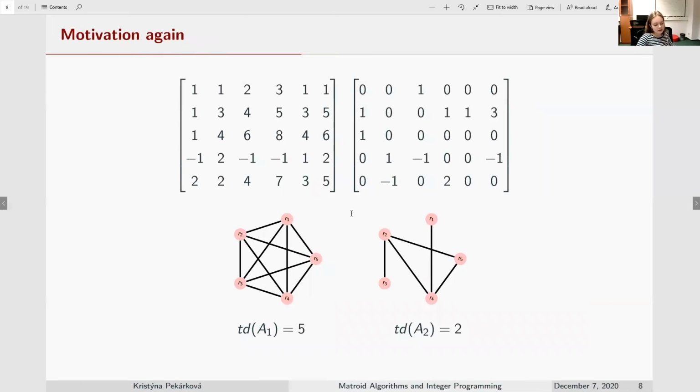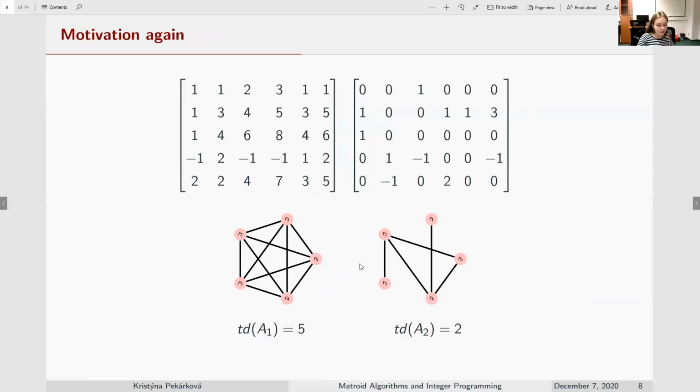But there's a slight problem with the tree-depth parameter. Let me try to illustrate it here. I'll go back to the initial motivation. We have here the matrices we had on the very first slide. Those matrices are row equivalent. But let's see what happens if you look at the dual graphs and try to compute their tree-depth. If you look at the dual graph for the matrix on the left, you obtain a complete graph. For the matrix on the right, it's very sparse.